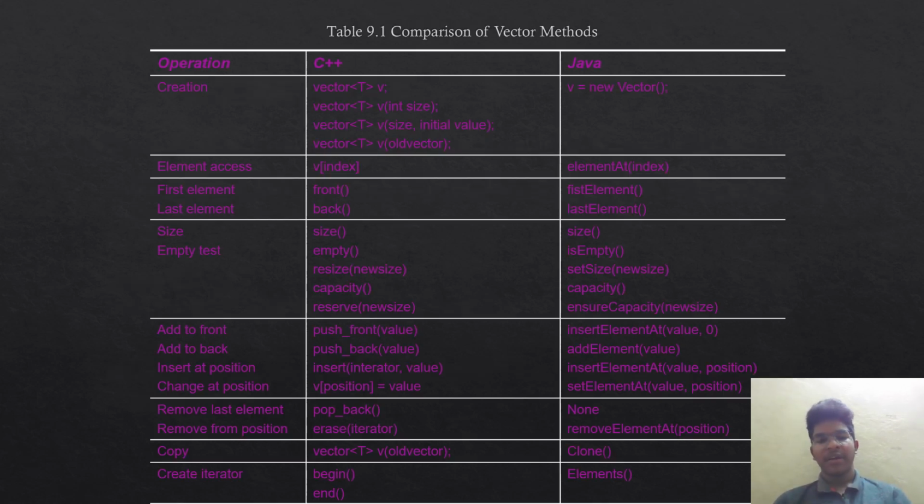Now we are going to discuss the comparison of vector methods in C++ and Java. For creation, vector T v of int size, or vector T v of size and initial value, or vector T v of old vector. In Java, simply by writing new class Vector.